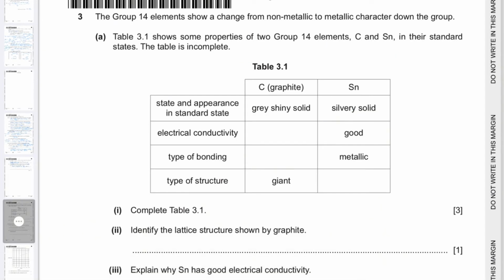Question 3. The group 14 elements show a change from non-metallic to metallic character down the group. Table 3.1 shows some properties of group 14 elements, carbon and tin in their standard states. The table is incomplete and you are supposed to complete it. Let's start with the electrical conductivity of graphite.